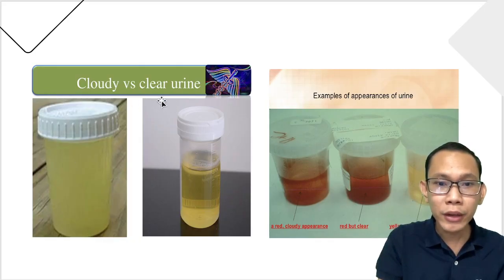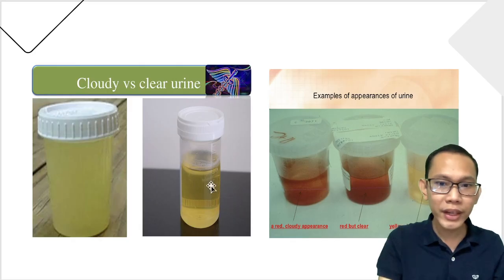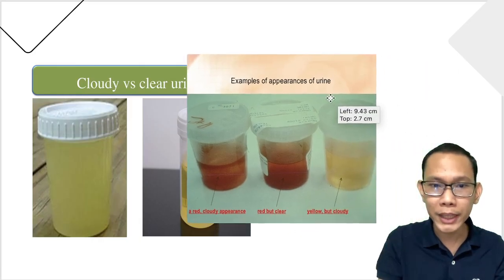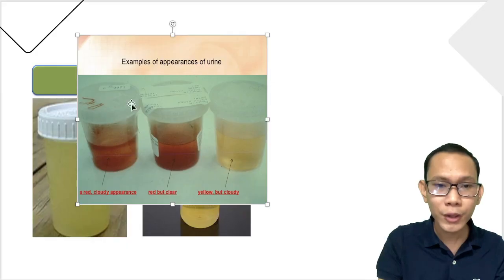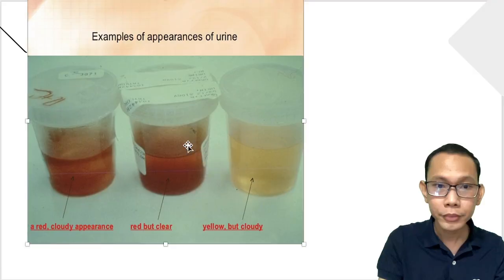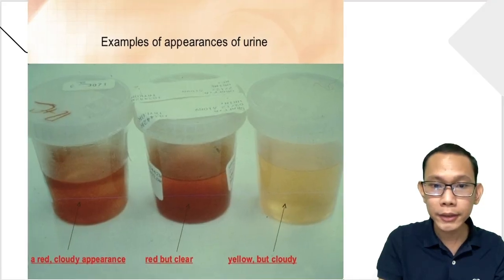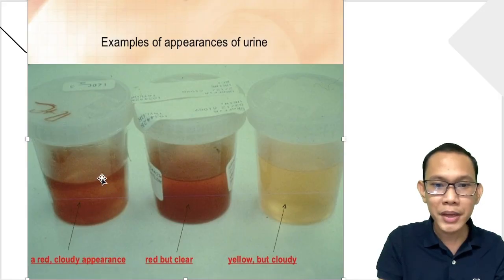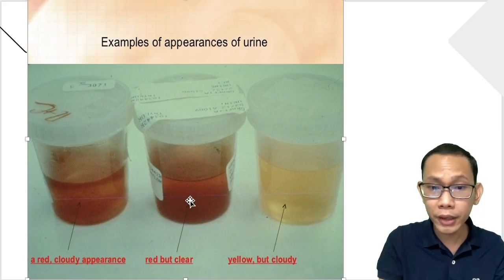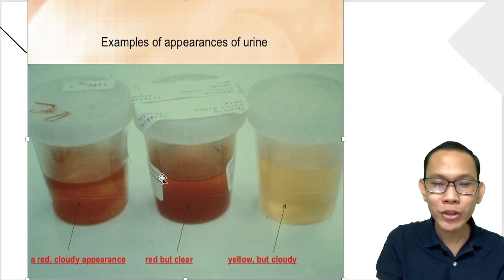So again, example, cloudy versus clear urine. Tingnan nyo. Cloudy, of course, as what you can see, cloudy talaga siya. Unlike here, clear, very transparent. And these are examples of the different appearances ng ating urine. So pakita lang natin, i-move lang natin. Of course, what is the color? This is red. And what you can see about the clarity or the appearance, it is cloudy. So red, cloudy appearance. Lakihan natin para ma-appreciate nyo. Yan. Yan pa natin. Yan, perfect. So again, red, cloudy appearance. Ito, red. And you can see it's clear. This is yellow, but cloudy. Of course, medyo hindi klaro din yung picture natin dito.